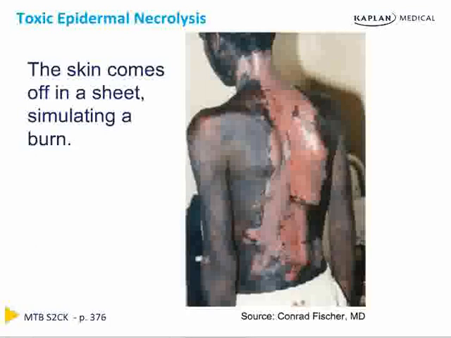And here's a person whose skin has come off in a sheet. Wow, look at that huge denuding of skin.